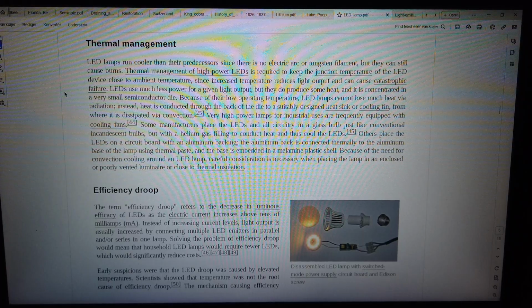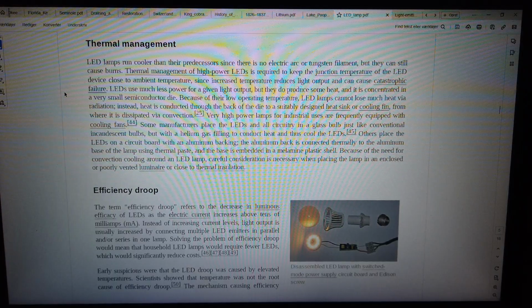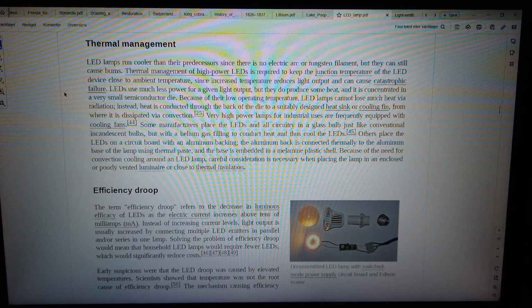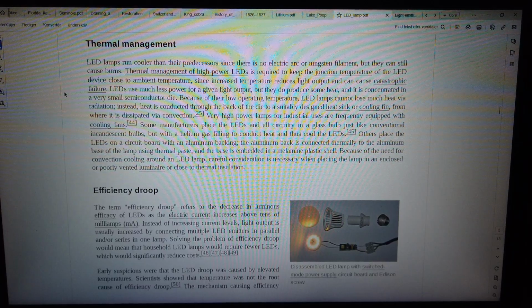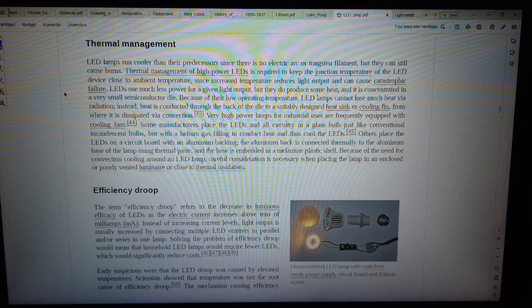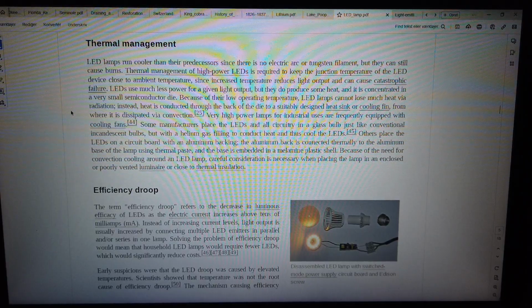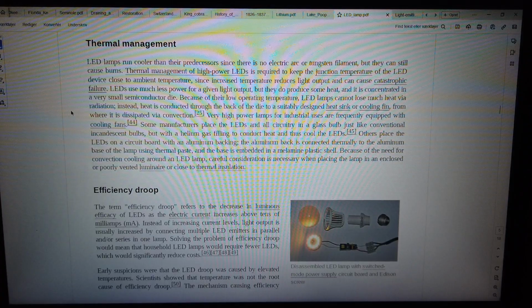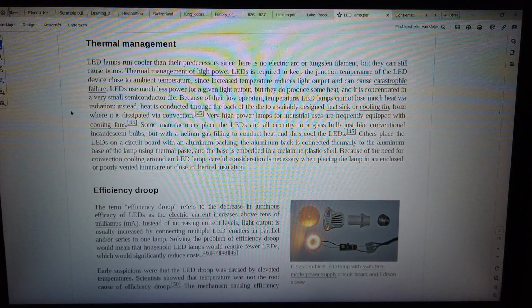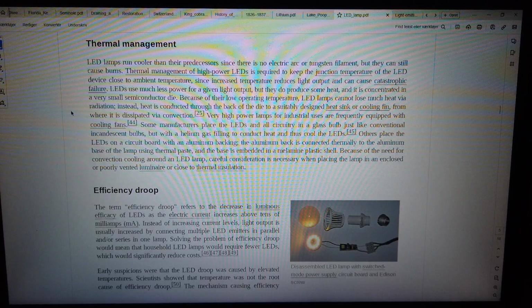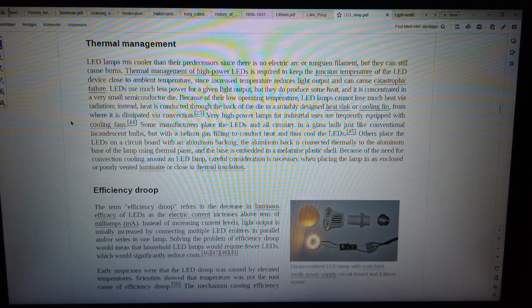LEDs use much less power for a given light output, but they do produce some heat, and it is concentrated in a very small semiconductor die. Because of their low operating temperature, LED lamps cannot lose much heat via radiation. Instead, heat is conducted through the back of the die to a suitably designed heat sink or cooling fin, from where it is dissipated via convection. Very high power lamps for industrial uses are frequently equipped with cooling fans.